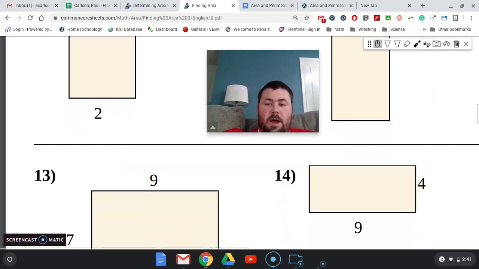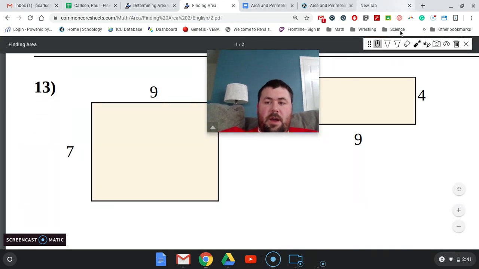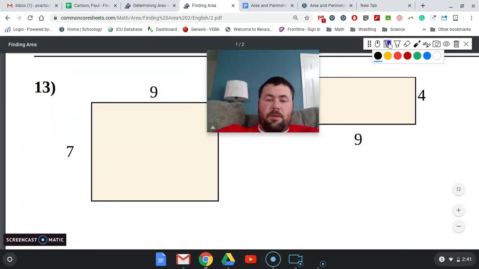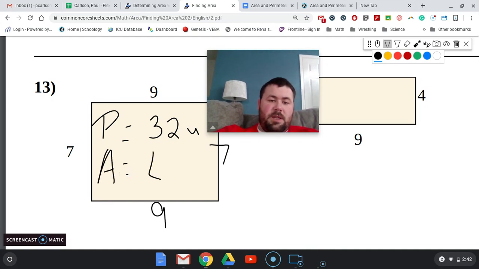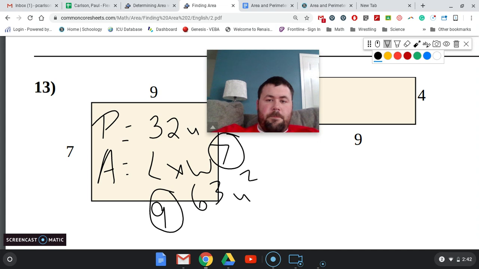Okay, so I'm going to show you 2 more here. If I wanted to find the perimeter on the left, think to yourself, how would you do that? What would you do to find the perimeter? Okay, so you would add up all the sides together. 9 plus 9 plus 7 plus 7. See if you can do that. It would be 32 units. Area, remember, is length times width. In this case, it's 9 times 7, and that's 63 units squared.